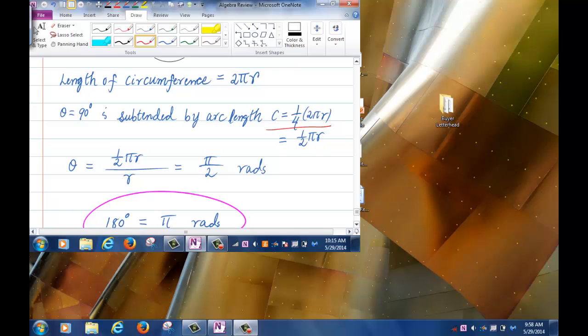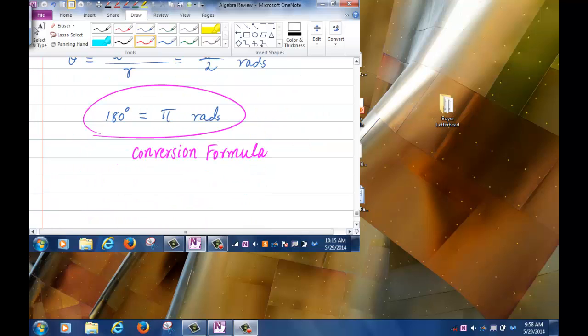How about 180 degrees? Well, a 180 degree angle is subtended by half the circumference, right? So half the circumference divided by the radius is what? Pi. Sorry, not 2 pi, pi. So you get pi radians. So 180 degrees is pi radians, and usually we use that as our conversion formula between the two measures.